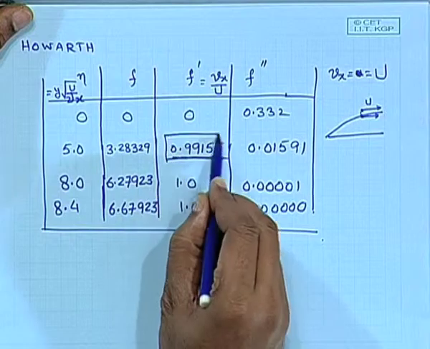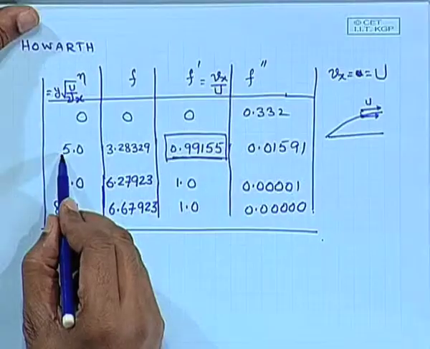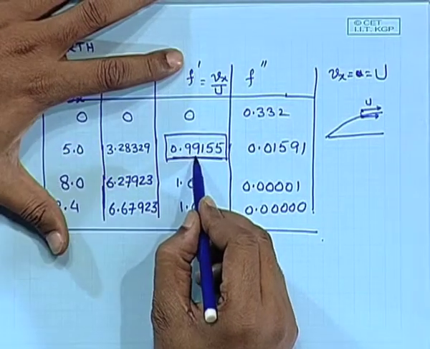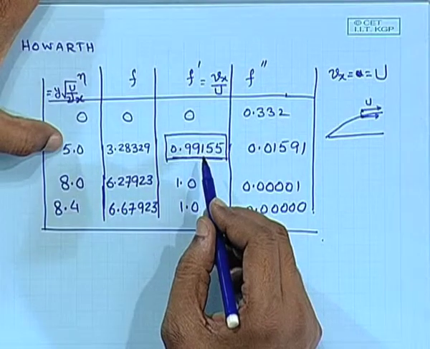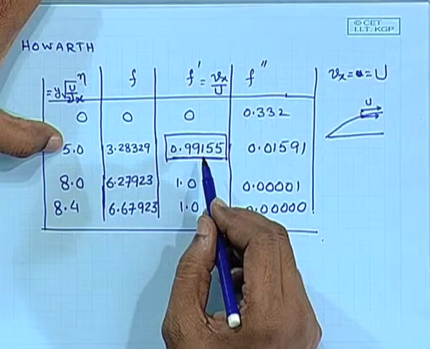F prime equals 0.99, because by definition, if you remember, we said that the boundary layer thickness or the disturbance thickness is defined where the velocity reaches 99% of the free stream velocity. So, at eta equals 5, f prime equals 0.99. That means by definition, at eta equals 5, you have reached the edge of the boundary layer.